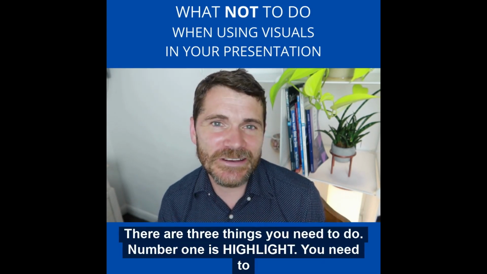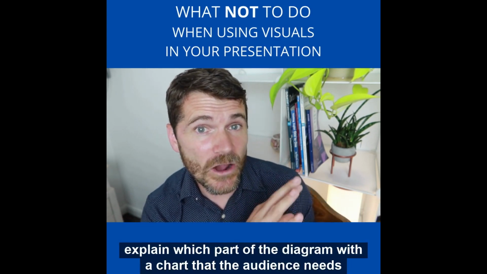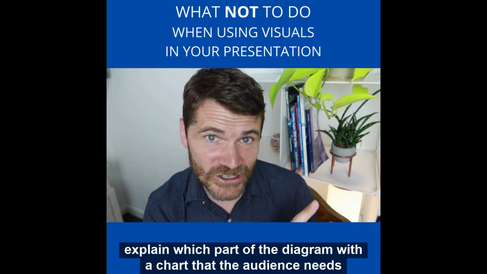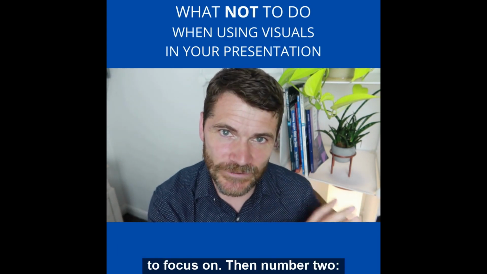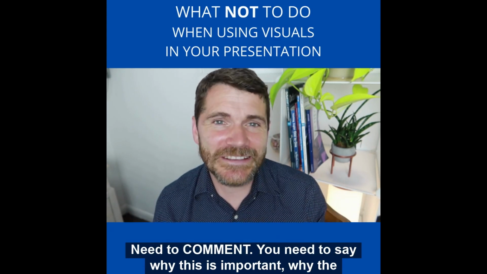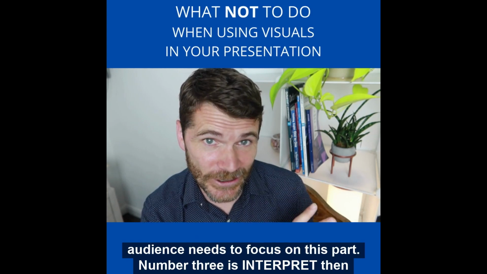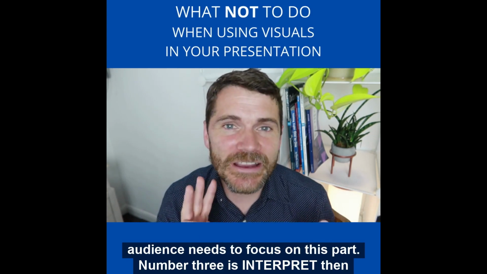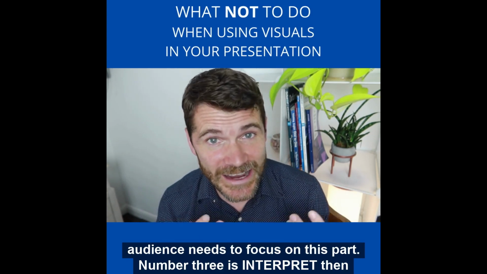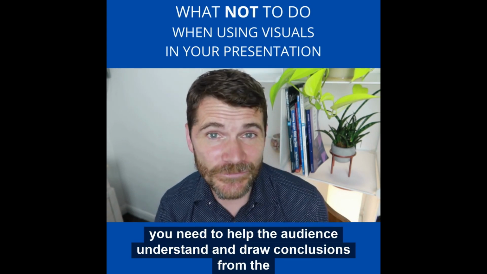There are 3 things you need to do. Number 1 is highlight. You need to explain which part of the diagram or the chart that the audience needs to focus on. Then number 2, you need to comment. You need to say why this is important, why the audience needs to focus on this part. Number 3 is interpret. Then you need to help the audience understand and draw conclusions from the visuals that you are using.